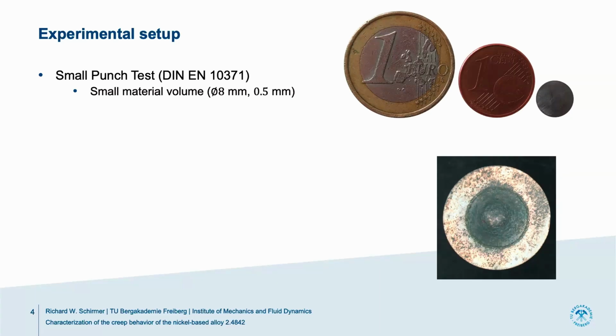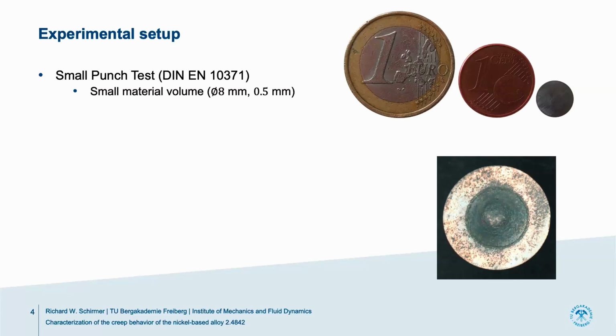Another advantage of this test setup is that you do not need a large testing machine. A 1,000 or 10,000 kilonewton testing machine is totally sufficient. And for security reasons, it's also better, because originally it was intended for testing of irradiated materials. And if you have less material, you need fewer security measures.